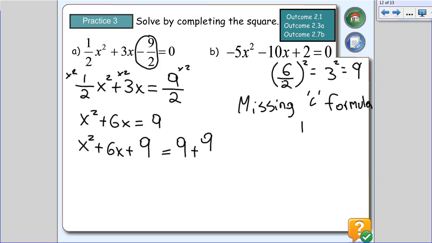I think you cleared that up for a lot of people because the faces were like, it's a formula that you won't be given. You'll just have to remember it. b divided by 2 squared. Hey, you can diamond method the left-hand side.